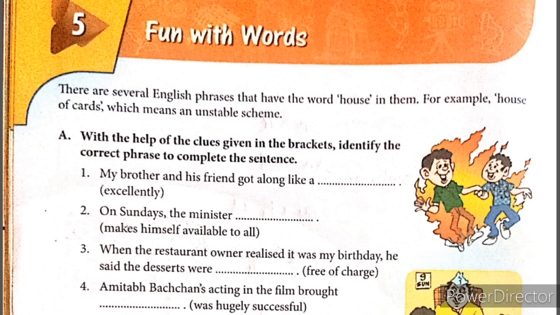So here we will get two sections. The first section is phrases and the second section is called Janus words. So let's move to the first section. There are several English phrases that have the word house in them. For example, house of cards, which means an unstable situation.